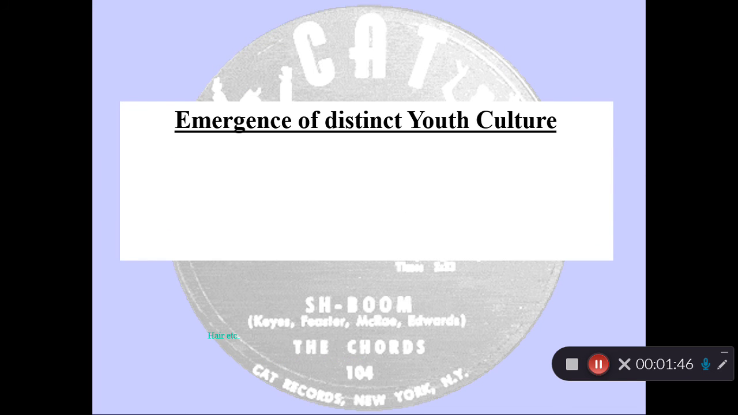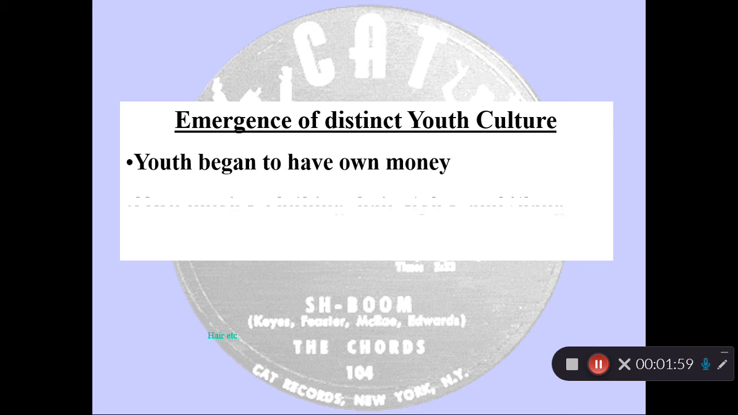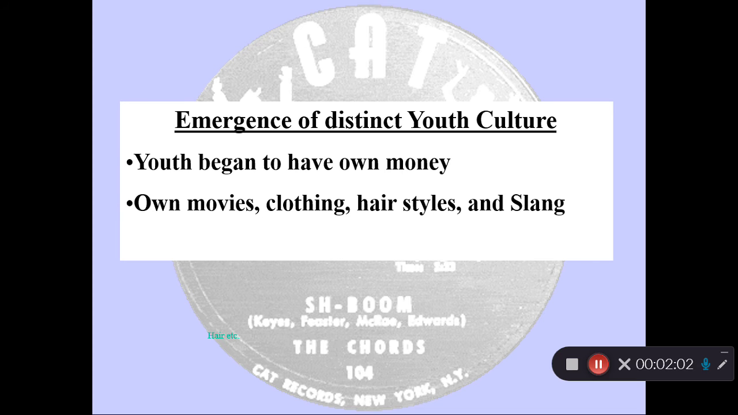Now, looking at the emergence of the distinct teen culture, the youth began to have their own money. Financial times were finally getting better after a long period of being very poor, again, as we entered into the 1950s. And so the youth began to have their own identity through things like their own movies, especially the movies of James Dean. They had their own clothing, they had their own hairstyles, and they had their own slang, their way of talking that really separated them from their parents' generation. But what they needed was their own music. They didn't want to listen to the boring pop music that their parents were listening to.